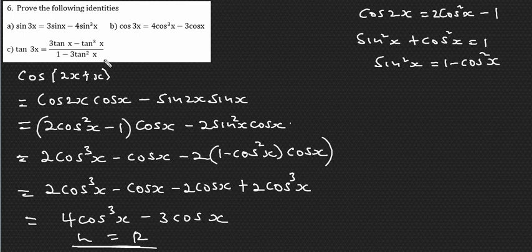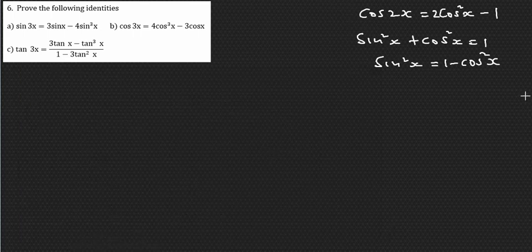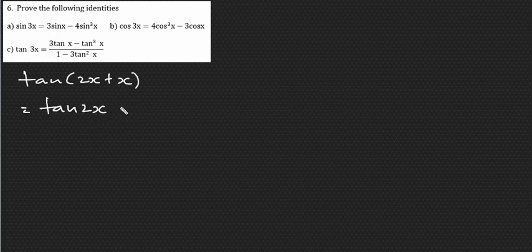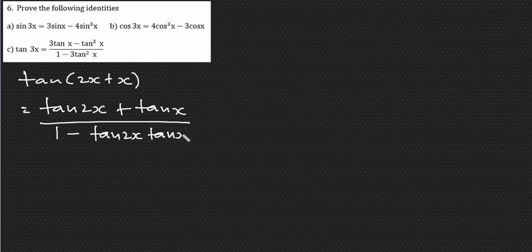Now let us go to part C. Now for part C, we have tan 3x, which can be written as tan of 2x plus x, and from the compound formula, this is the same as tan 2x plus tan x, then divided by 1 minus, we put a minus, don't forget that, up is a plus, down is a minus when we have a plus here. So it will be tan 2x times tan x.